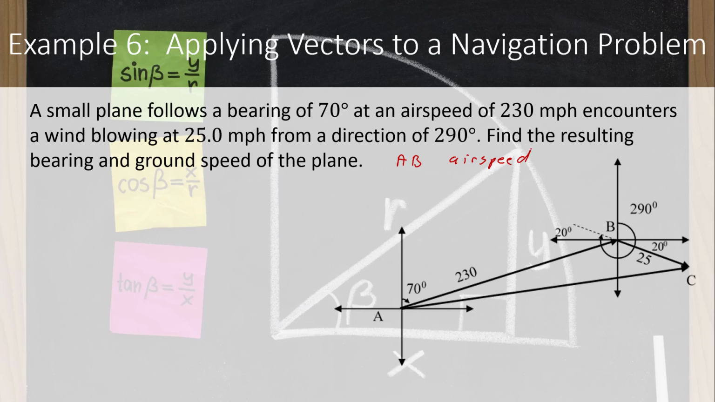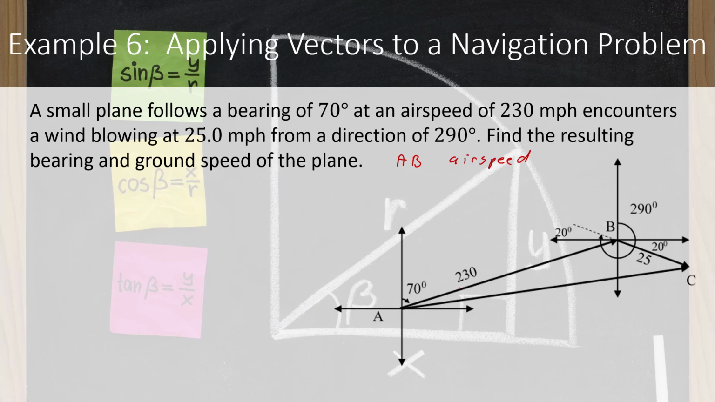of the plane. All right, it encounters a wind that is blowing at 25 miles per hour from a direction of 290 degrees. Now this is 290 degrees, and the wind is blowing from 290 from that direction, which means it's going this way. That's actually how they characterize wind in the weather. And that implies that we have a vector of length 25 in this particular direction. So even though this is 290, the direction in which the wind is going is actually 110 degrees, 290 minus 180. Okay? And we want to find the resultant bearing and ground speed of the plane.